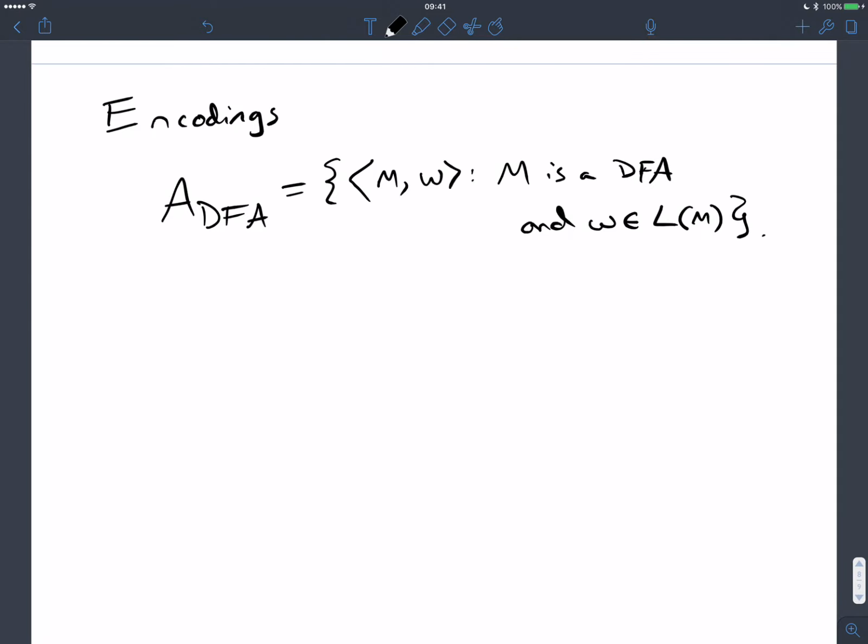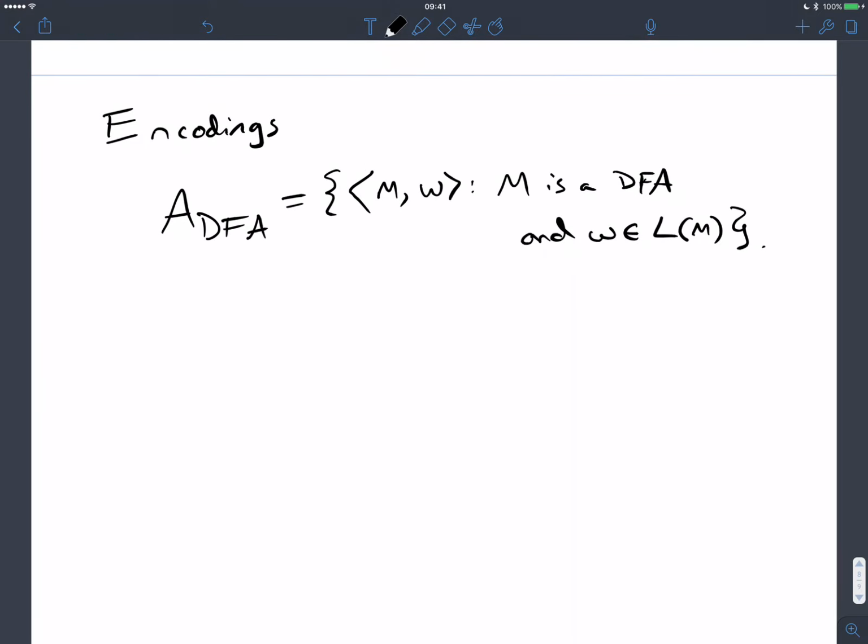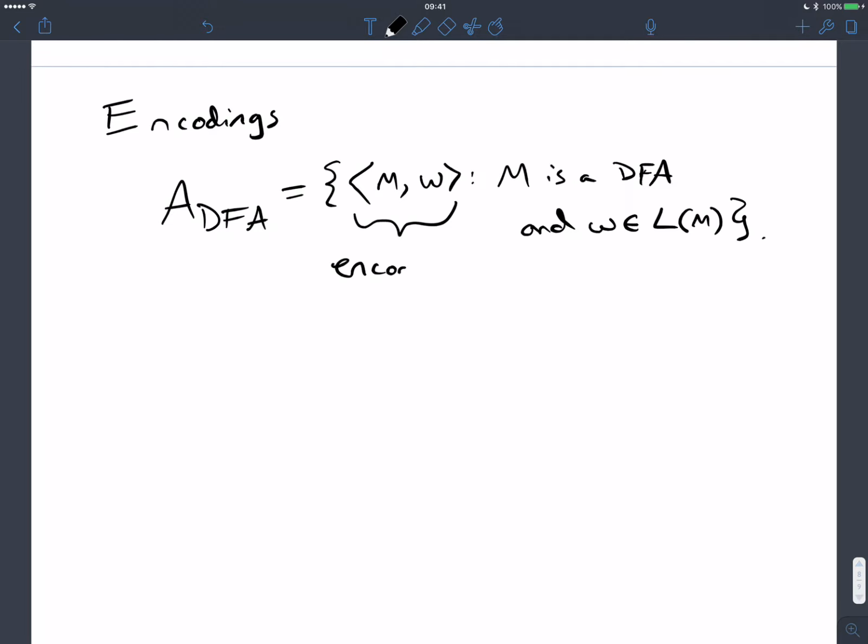So I'll talk about these angle bracket things in a second, but it's composed of all pairs M and W, where M is a DFA and W is accepted by the machine M. And so this pair belongs to the language A_DFA if it's of the form machine with a string and the machine accepts that string. So you may be wondering what this is. So this is an encoding.